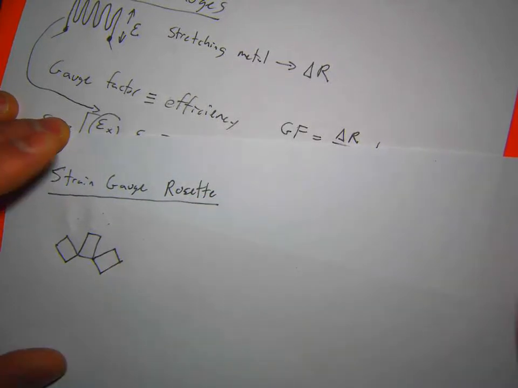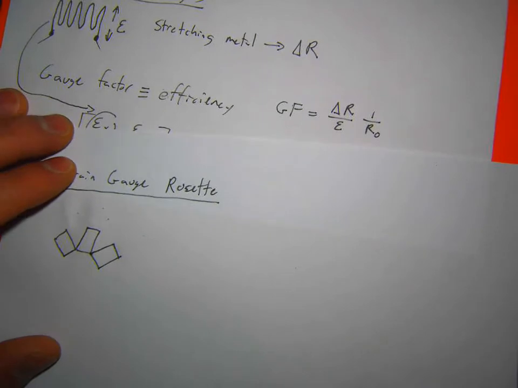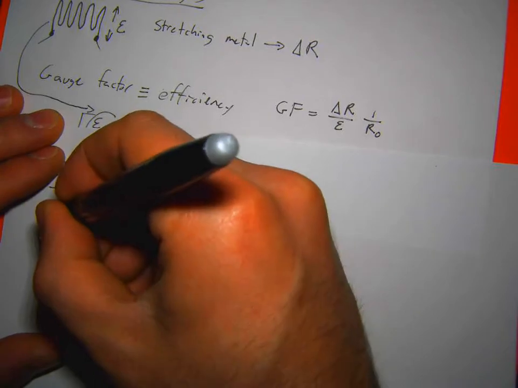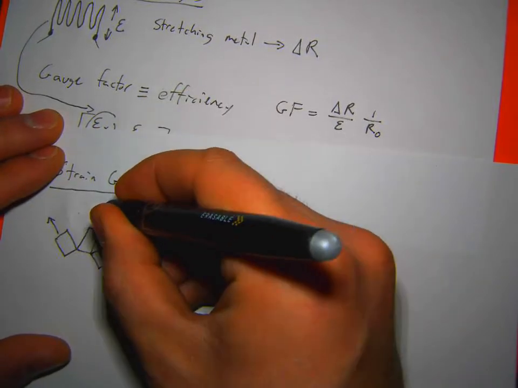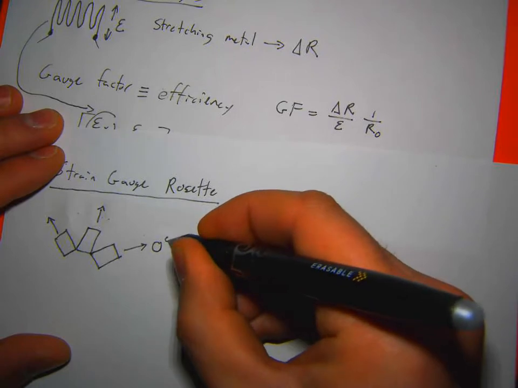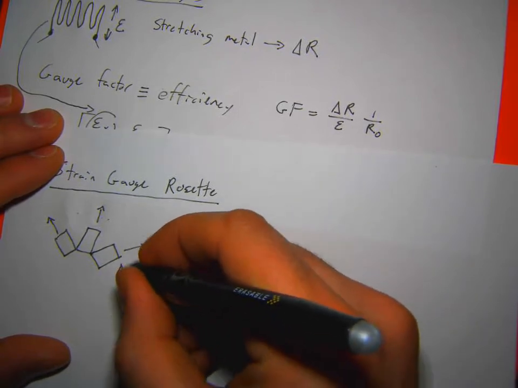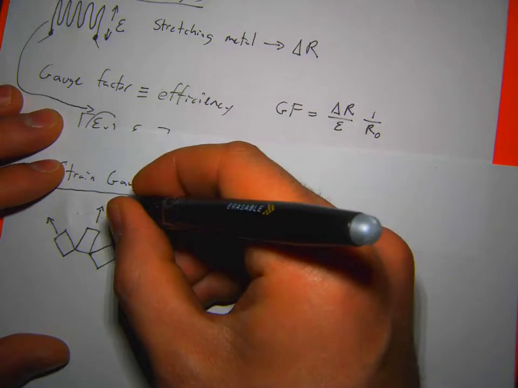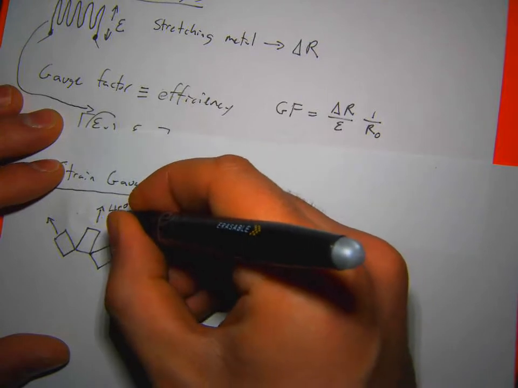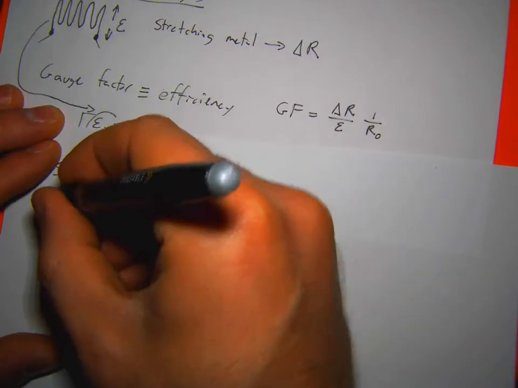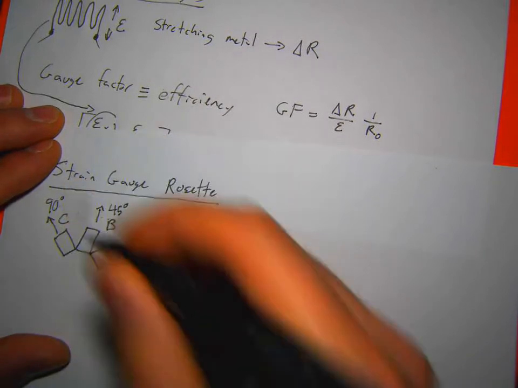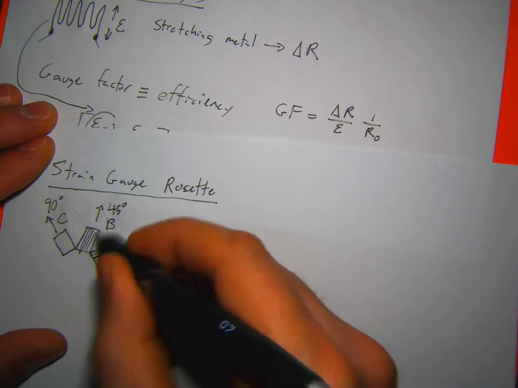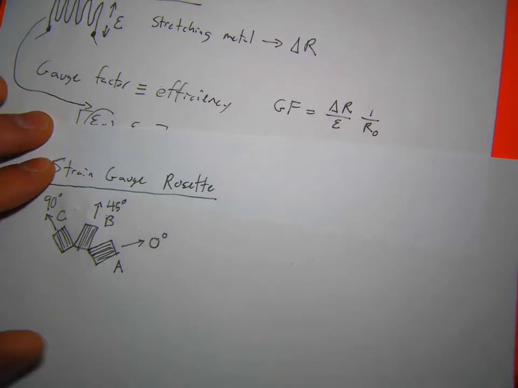Generally, these are either set up in a 0-45-90 configuration or a 0-60-120 configuration. I think all the ones in your lab are 0, 45, 90. So we would define some gauge as our 0 degree, our A gauge, some other gauge as our 45 degree, which is our B gauge, and some other gauge as a 90 degree, which is our C gauge. And along that, you have the strain gauge aligned with that direction of the measurement.